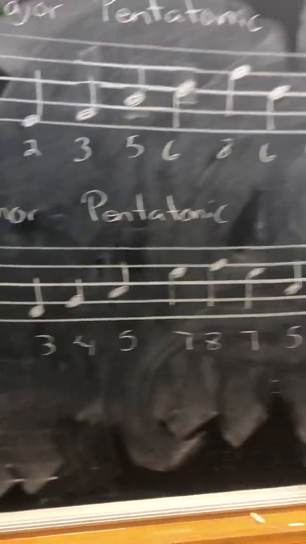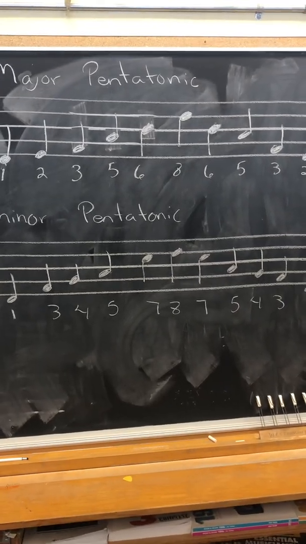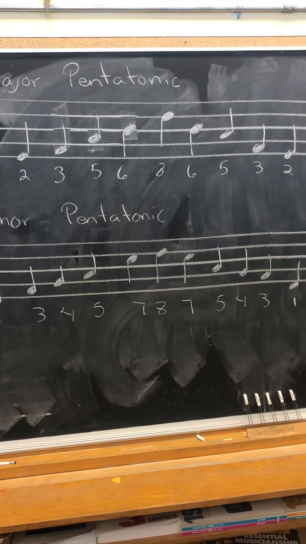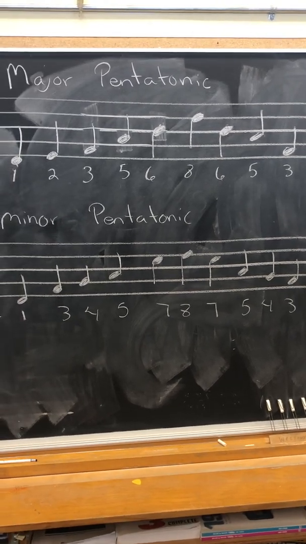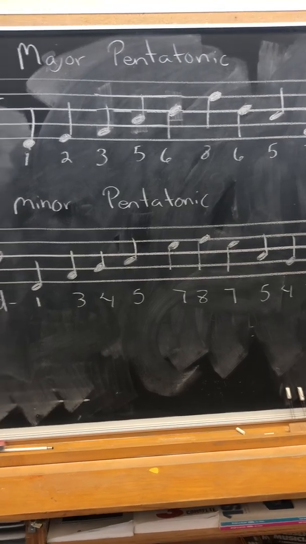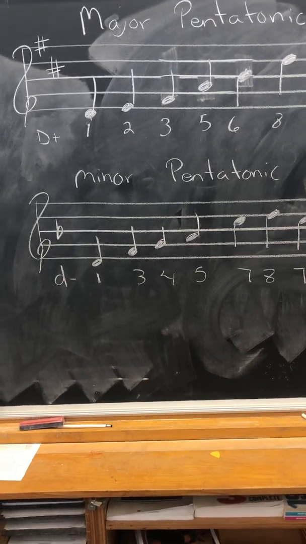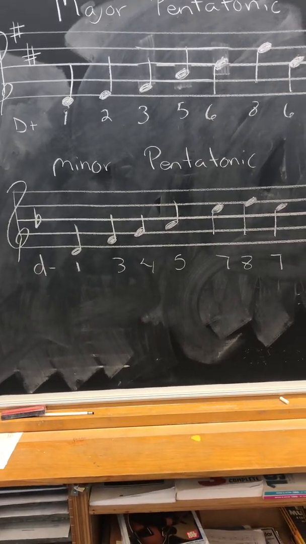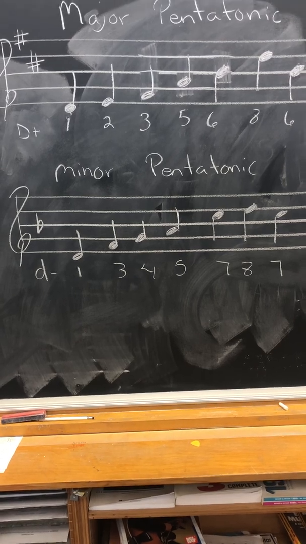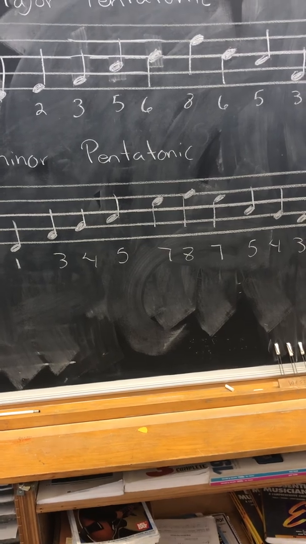For a minor pentatonic scale, look at the numbers: 1, 3, 4, 5, 7, 8, 7, 5, 4, 3, 1. We're missing the 2nd note and the 6th note, but we're also in a minor key signature, so we need our minor circle of fifths. If we're in the key of D minor, we still need that flat, and then we omit the second and the sixth note, and we have a minor pentatonic scale. So let's listen to the difference.